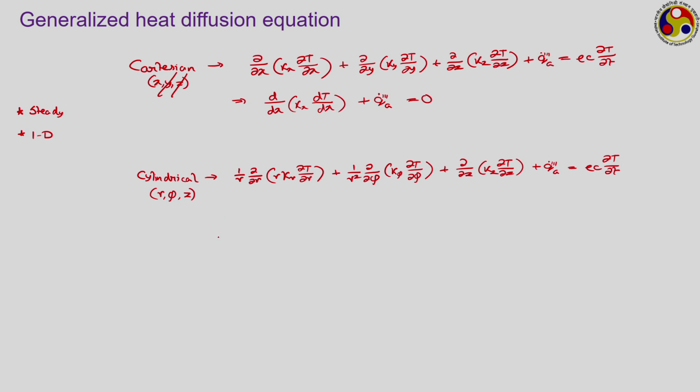Similarly, in the cylindrical one, if we neglect any variation in the phi and z direction, then the equation simplifies to 1 by r d dr of r k dT dr, plus again that q naught triple prime, to be equal to 0. In both the cases we can drop the subscript for k, because as it is a 1D scenario, there is no point considering k having a spatial dependency; just one value of k is sufficient for this.